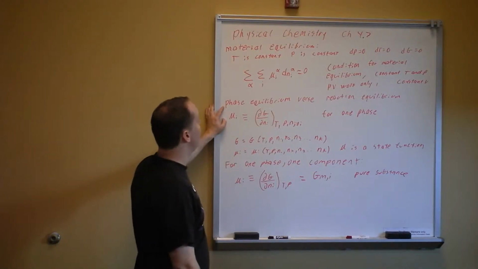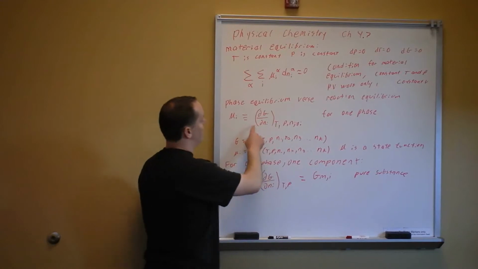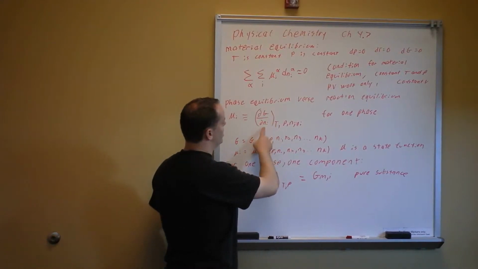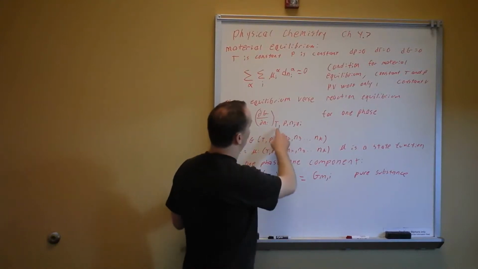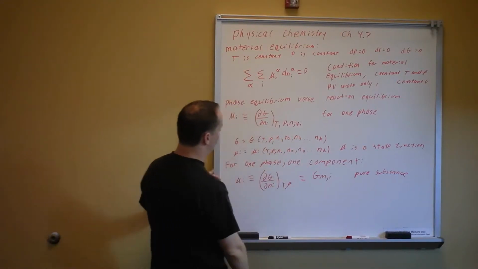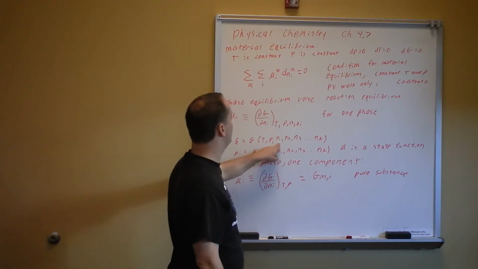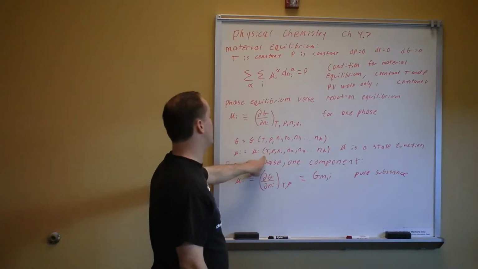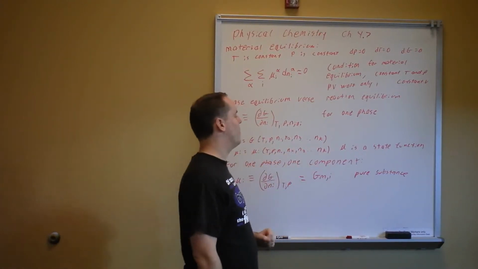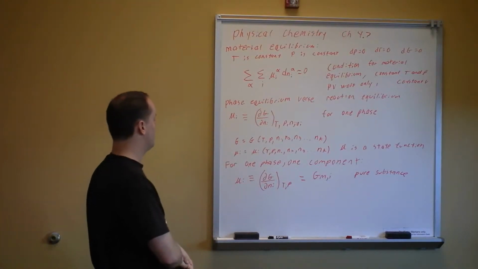Now let's compare phase equilibrium versus reaction equilibrium. We know that for one phase, mu_i was defined as the differential of Gibbs free energy with respect to the substance i, holding temperature, pressure, and all other substances constant. We know that G is a function of temperature, pressure, and all the different substances. Therefore, mu_i must also be a function of temperature, pressure, and all these other different substances. And we also know that mu is a state function.